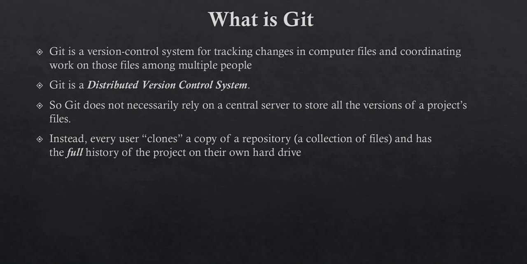Git is a version control system for tracking changes in computer files and coordinating work on those files among multiple people. Git is a distributed version control system, which means that it does not rely on a central server to store all the versions of a project's files. Instead, every user clones its repo. A repo is a collection of files, like how in the monster project we had a JS file and an HTML file, and every user has a full history of the project on their laptop, in the hard drive, after they clone it.